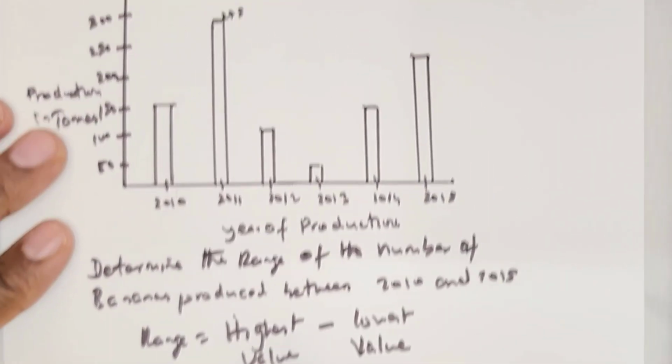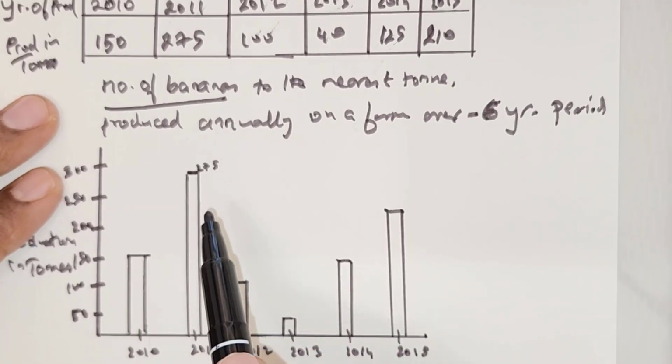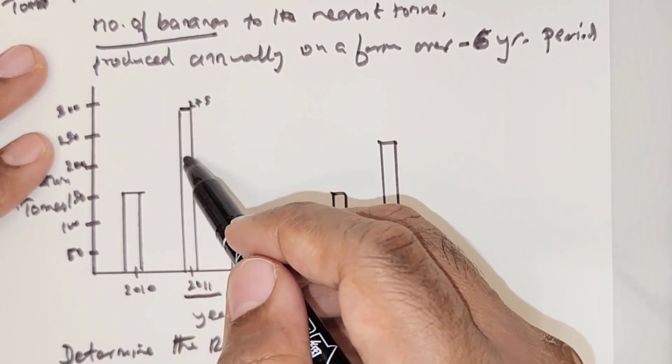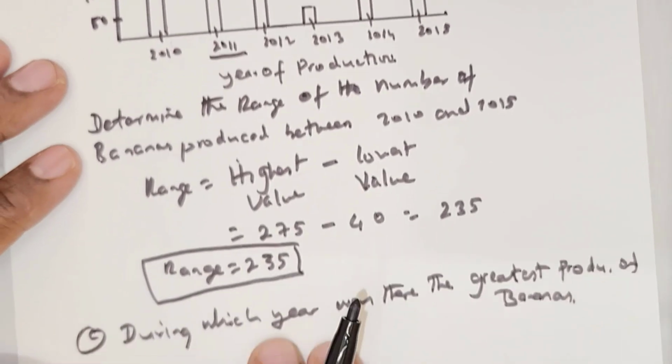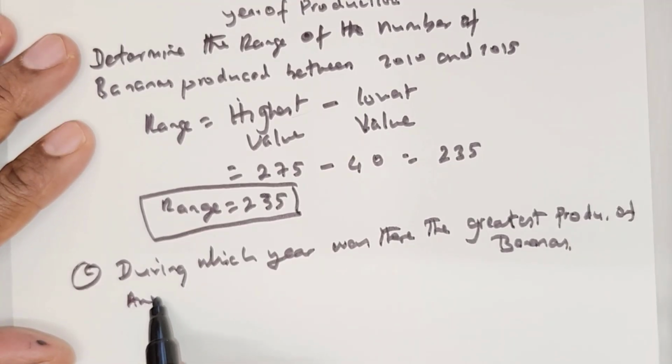So you go up here, you refer to this bar chart, find out the tallest bar or the highest bar, where is it occurring? Clearly you see 2011 is the year where there is a greatest production of bananas. So you write this as the answer.